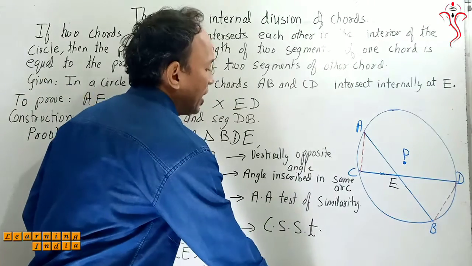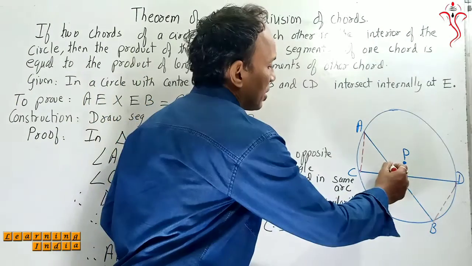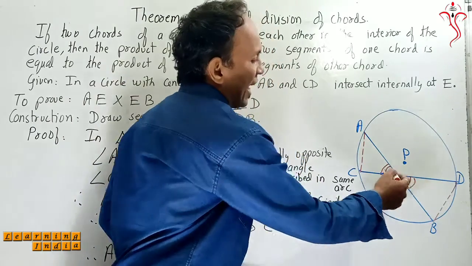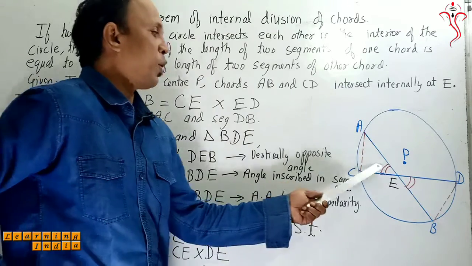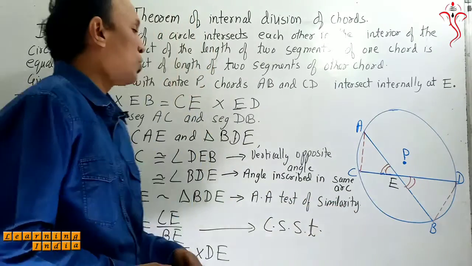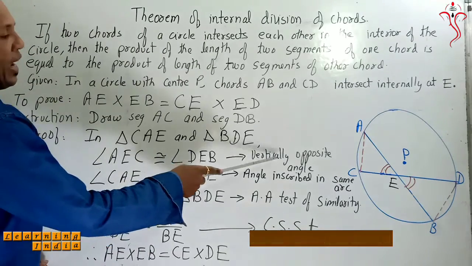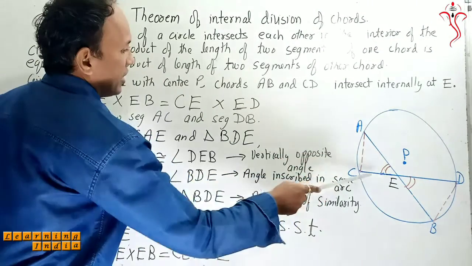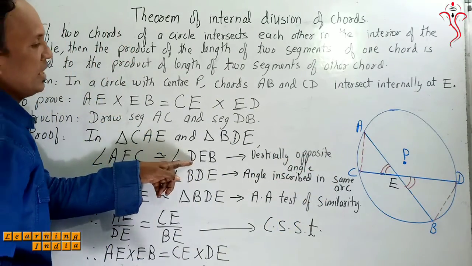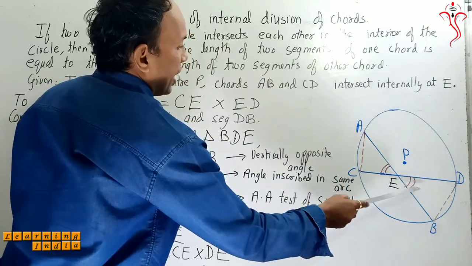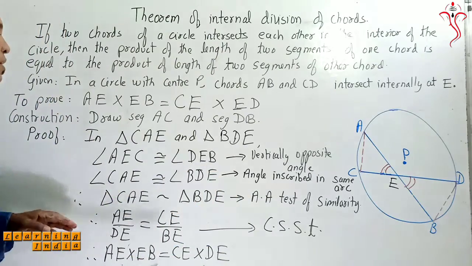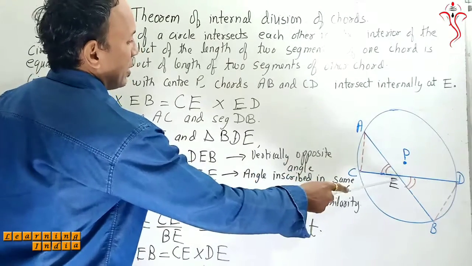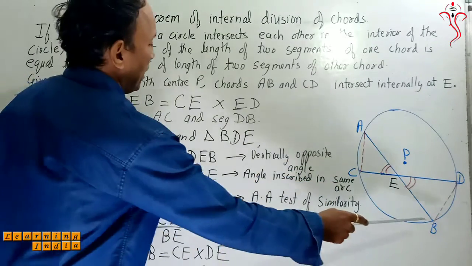First, what are we getting in both triangles? Angle AEC is congruent to angle BED. By the diagram only you can make it out. It is a pair of vertically opposite angles, so we write the reason as vertically opposite angles. Look, angle AEC is congruent to angle DEB, reason: vertically opposite angles. After that, angle CAE is equal to angle BDE.